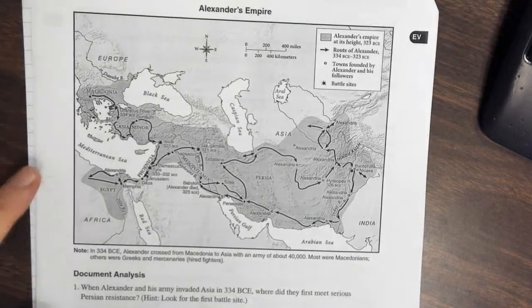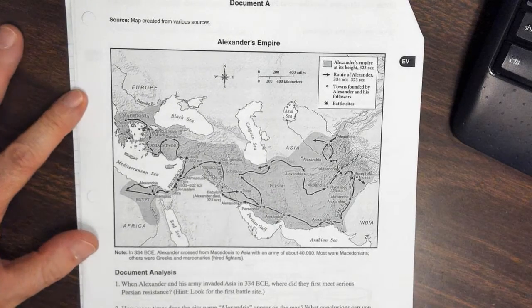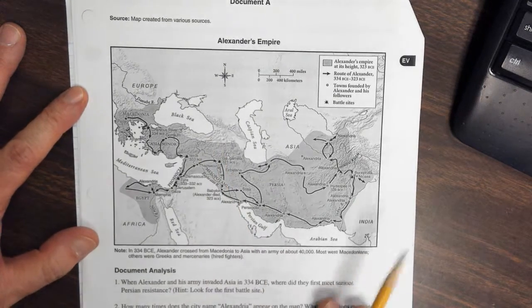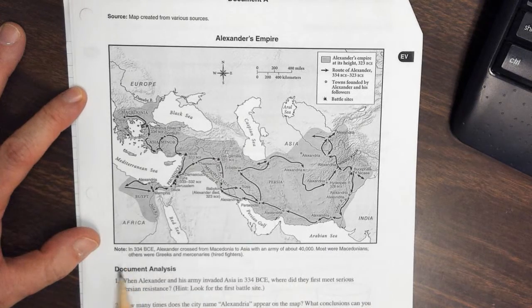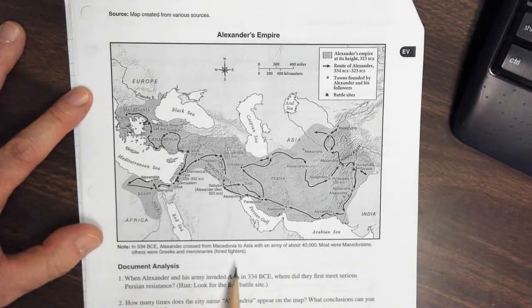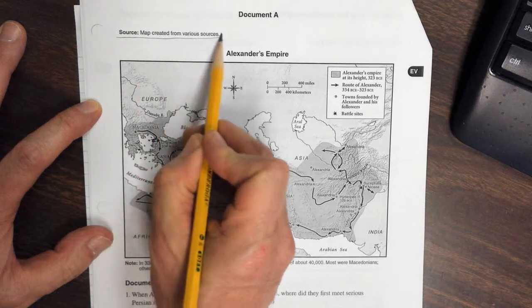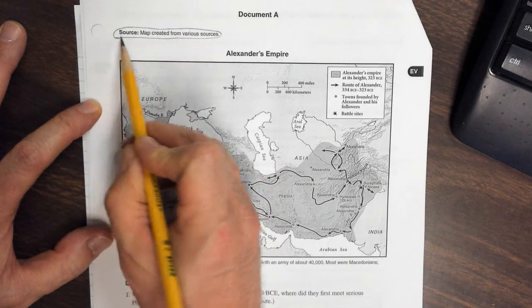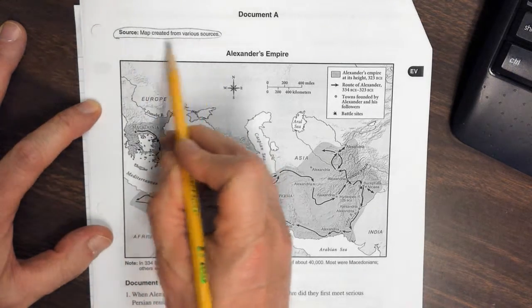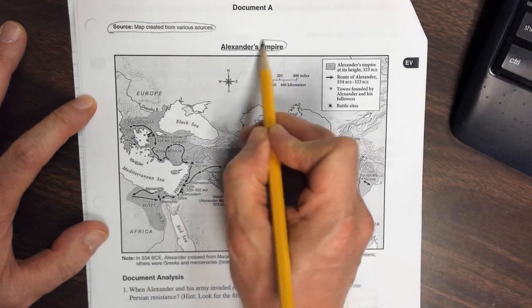Now when we analyze these documents, I want you to remember something. The first thing we do is to notice every single thing in the document. Now the document ends right here, so document analysis questions are not part of it. So what's the first thing we see? The first thing we see is a source. Okay? So circle the source nice and neat. It comes from other sources, so it's a conglomeration. The title of the document is Alexander's Empire.